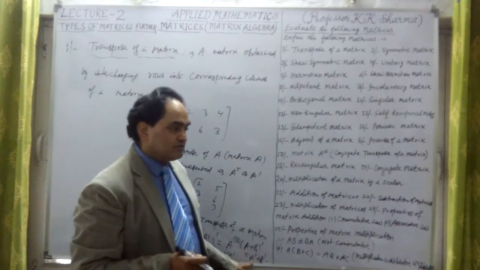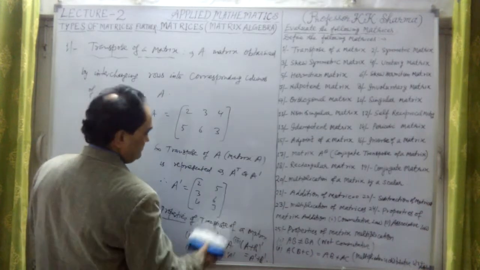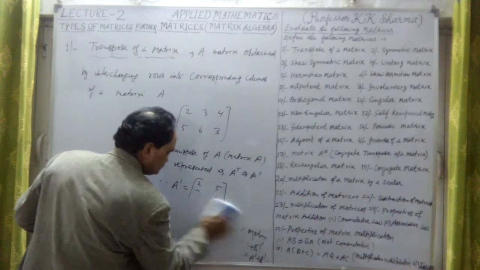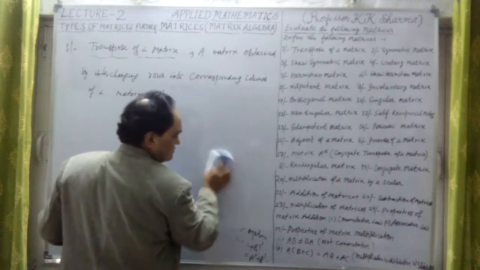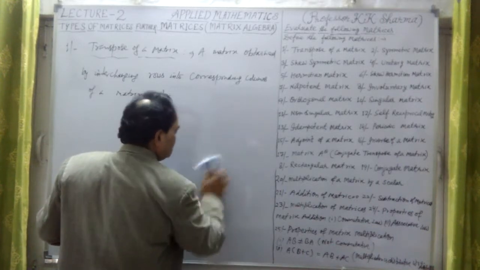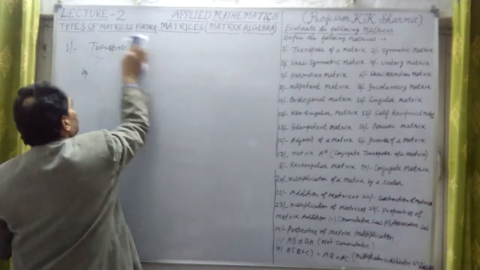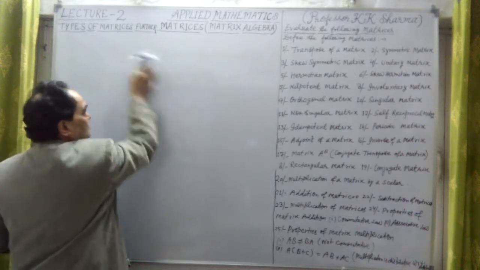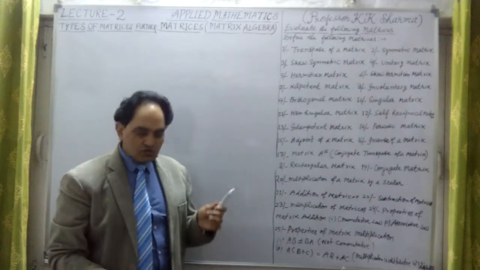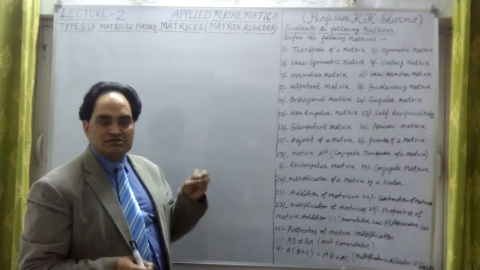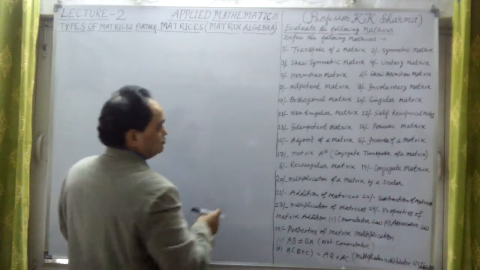Now let me take the next one. What are the other types of matrices? This is the transpose of a matrix. Any matrix, maybe a square matrix, maybe a non-square matrix. Square matrix means when the number of rows and columns are equal. Any matrix of any kind, rectangular or square, doesn't matter. The transpose of a matrix is obtained by interchanging rows into columns or columns into rows, whatever you say.